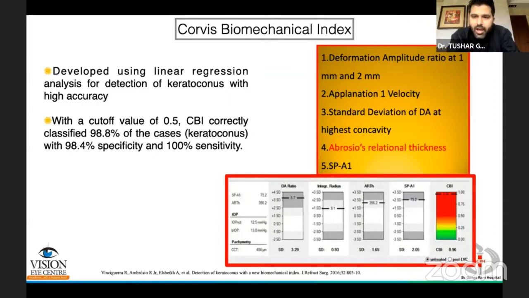So here you have one index which you can look at and with a reasonable amount of certainty say that this cornea is biomechanically strong or weak. So this has been found to have very high sensitivity and specificity in early keratoconus cases as well.